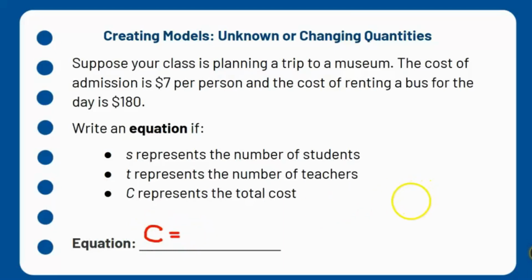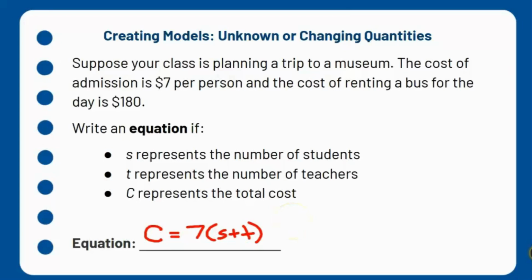Next, let's consider the cost of admission. Think back to the expression we wrote on the previous slide. We multiplied the sum of the number of students and the number of teachers by the cost per person. We can write 7 times (S plus T) to represent the total cost of admission. 7 times our students plus teachers inside of parentheses.